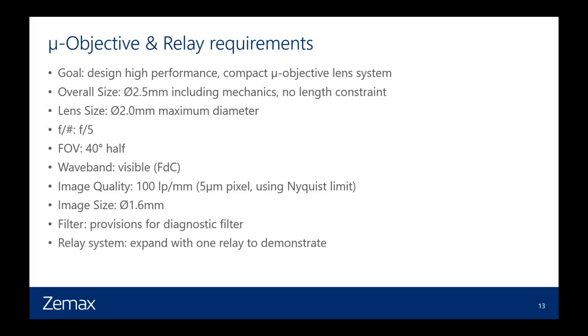And then looking at 100 line pairs per millimeter with about a 5 micron pixel, using the Nyquist limit to get to that result. And the image size is consistent with image sensors of that caliber in terms of resolution and also the size we needed. And then, being medical, there's also the need to include things like diagnostic filters. So there are provisions for that as a separate filter that would go into the system.